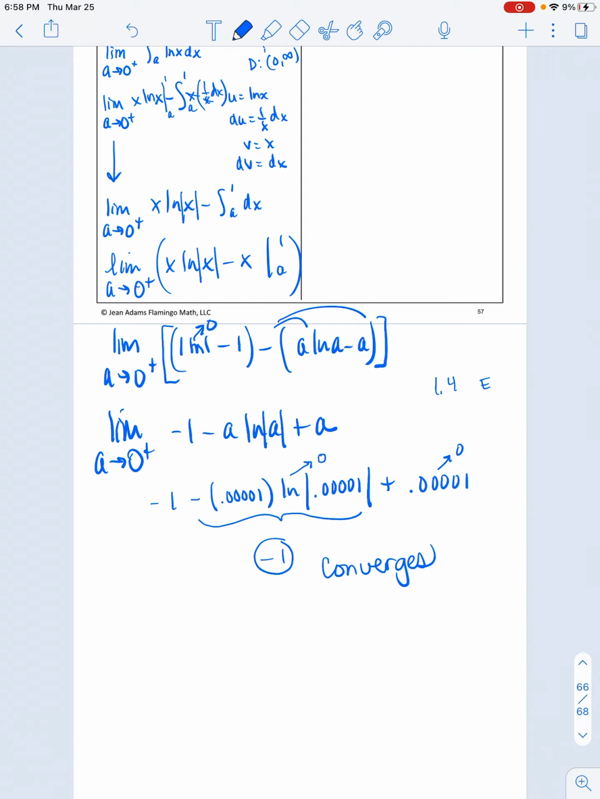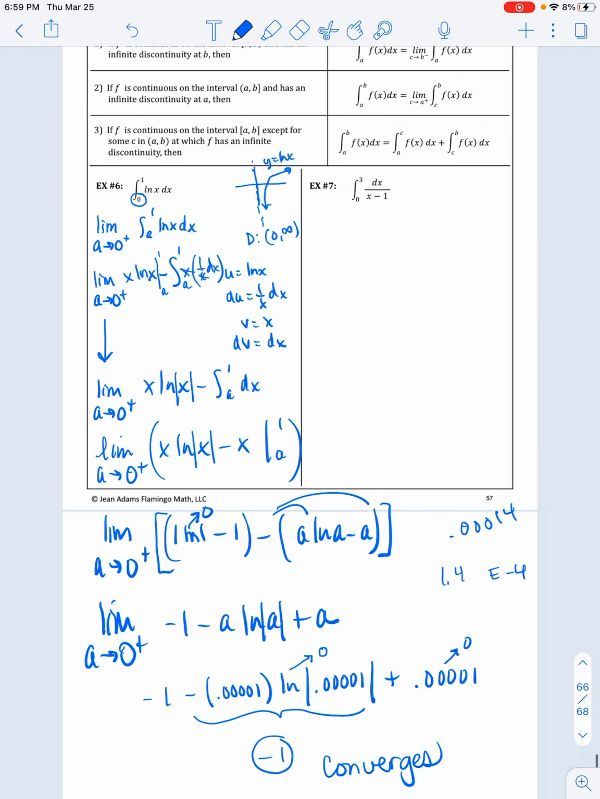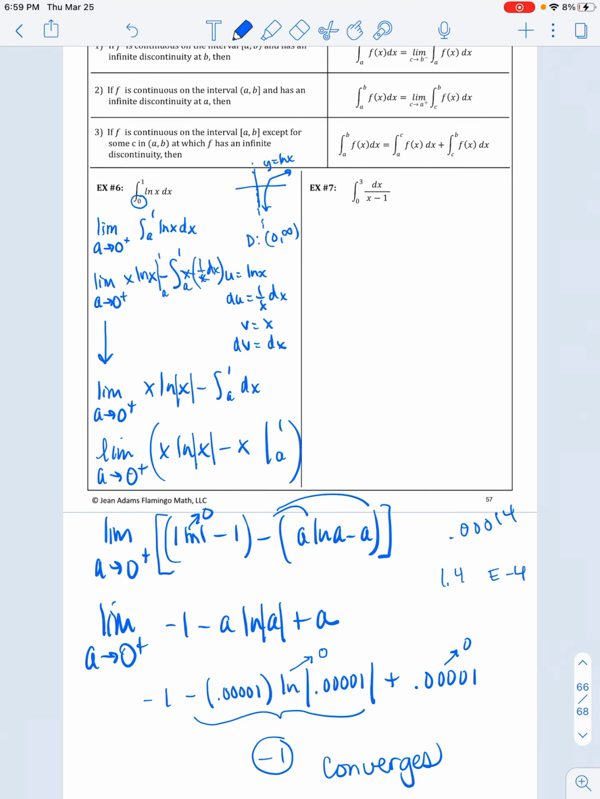It'll give you like 1.4 something e to the negative 4. Well, that's like 0.00014, right? So that one, you'll see that it's approaching 0. And so this ends up being approaching negative 1, and it converges. Okay, so that's your example number 6.